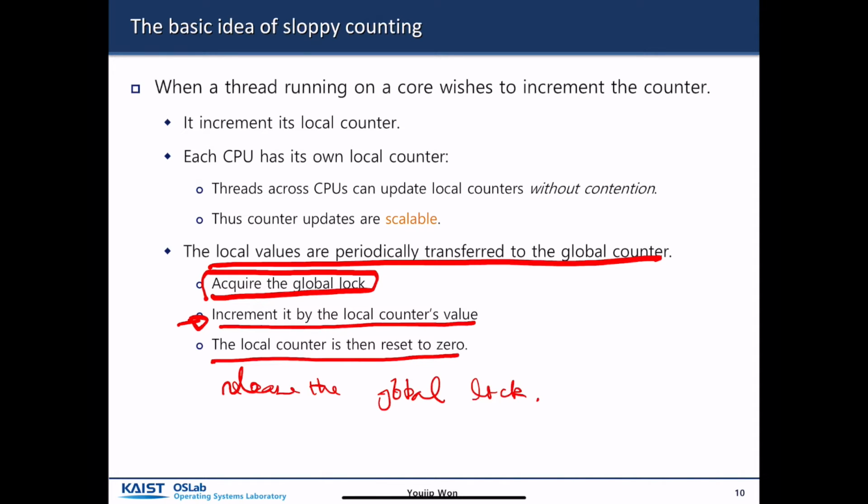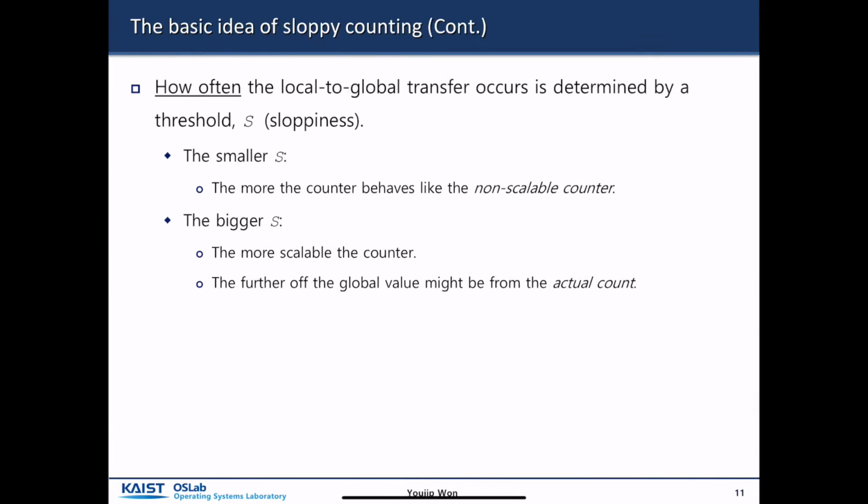This is how we update the global counter. How often the local to global transfer occurs is determined by the threshold value S. The value S means sloppiness, and as S gets smaller, the local counter is transferred to the global counter more frequently. So if S gets smaller, then the sloppy counter becomes non-scalable. If S gets bigger, then the counter becomes more scalable, but the global value can be further off from the actual counter state.